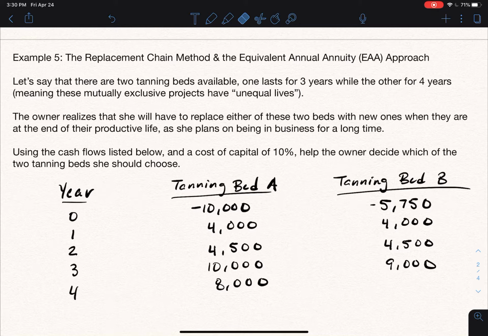And so then the question becomes, well, if the lives are different, how do we compare them? Because that's not quite the same, is it? In our last example, they had equal lives. You made an investment, and that investment had 4 years of cash flows. But in this case, we're going to see an instance where we have mutually exclusive projects with unequal lives, and that changes things a little bit.